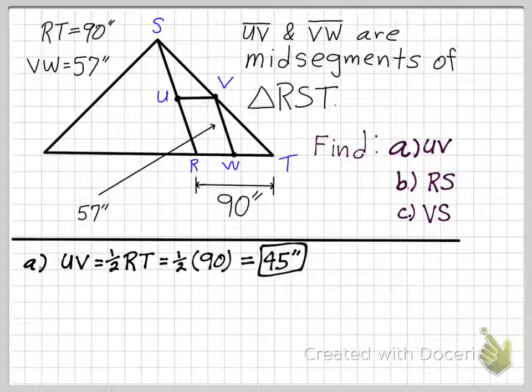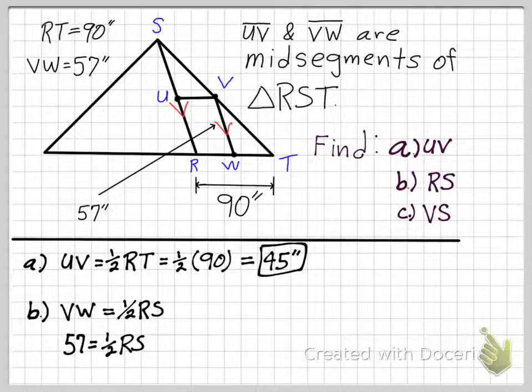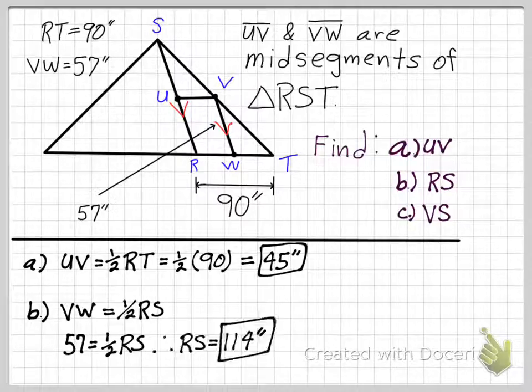Then VW is also a mid-segment. So that is parallel to RS, and therefore is 1/2 the length of RS. So we have VW equals 1/2 of RS, and we know that VW is 57, which is 1/2 of RS, so we can solve for RS. Therefore, RS is 114 inches.